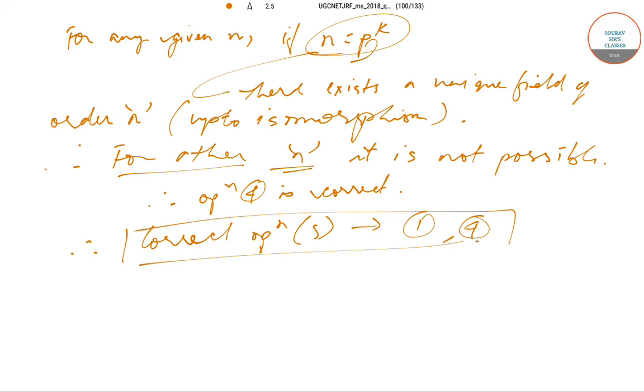So today we have solved question number 87 from the CSIR UGC NET questions of June 2018. We'll be solving the next questions in the subsequent videos.